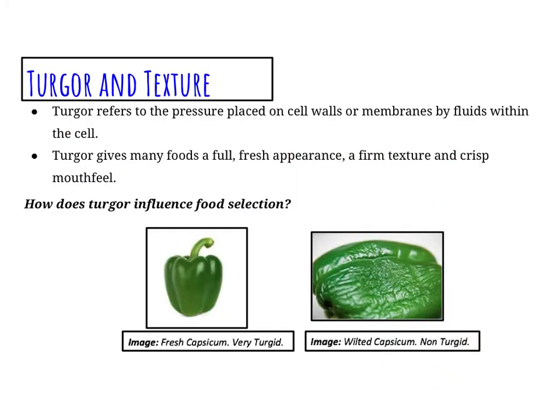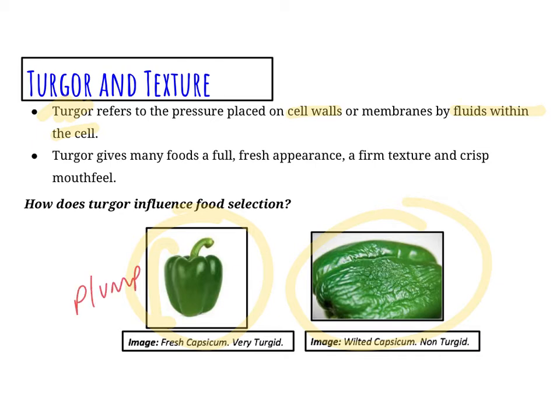Turgor and texture also relate to the physical appearance of food. So if we have a look through this slide, these are some terms we've already learnt before when we looked at food quality. So turgor refers to the pressure placed on cell walls or membranes by fluids within a cell. And we can see here that this capsicum has high turgor, whereas this capsicum on the right has low turgor. This means that there's a lot of pressure within each cell, the cytoplasm, or that liquid substance within each cell that makes up the body of the cell is pushing firmly against the cell wall, and as a result, this fruit appears to be plump.